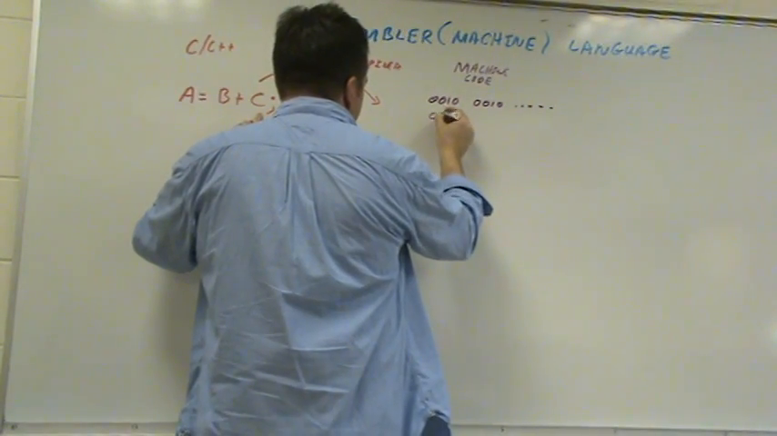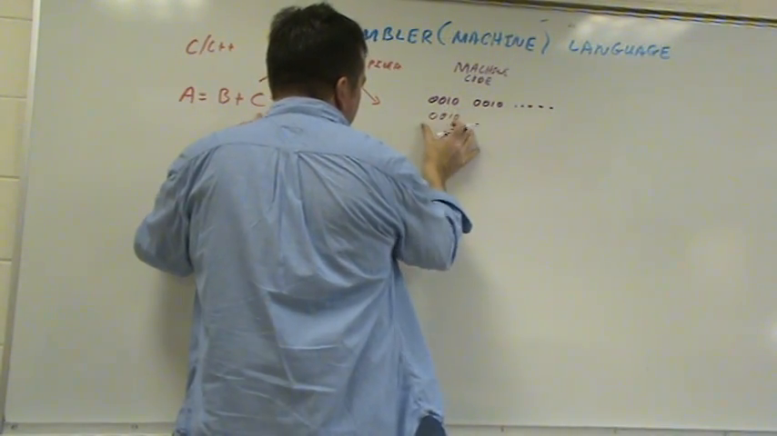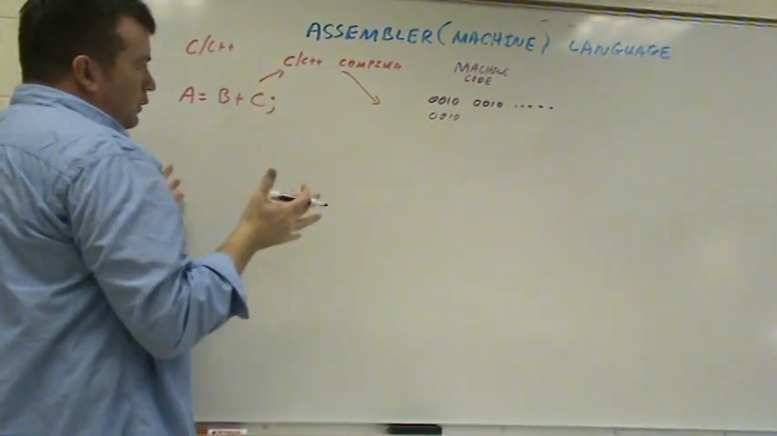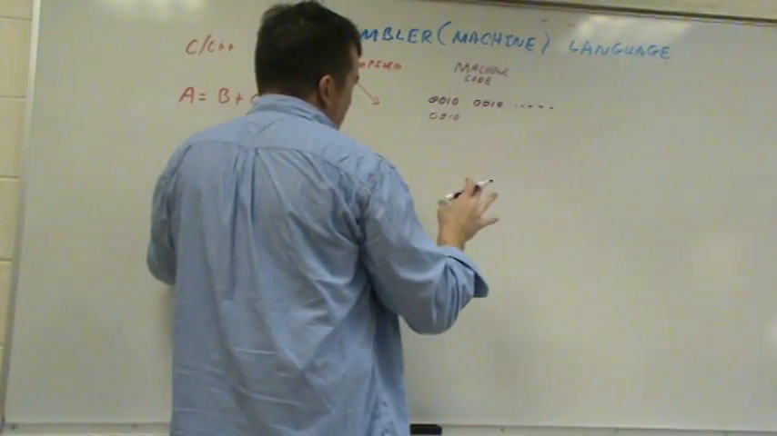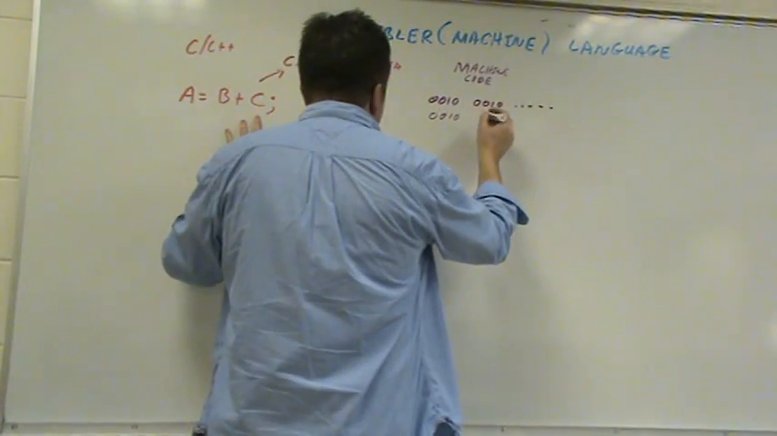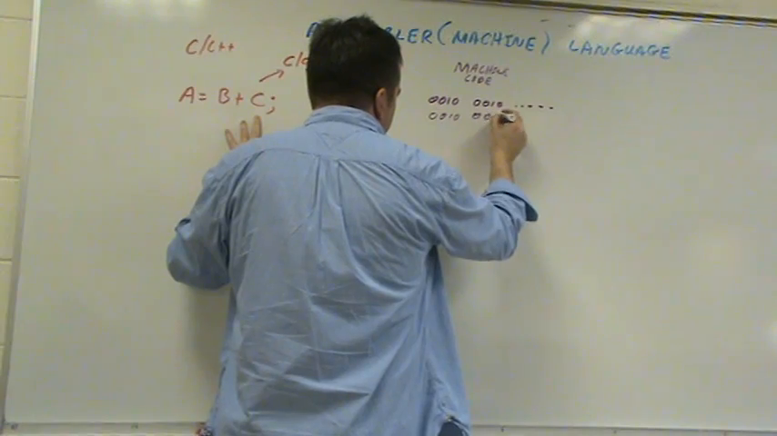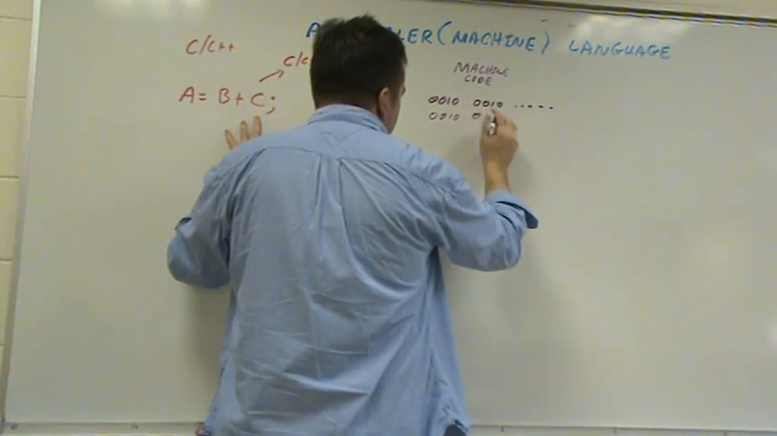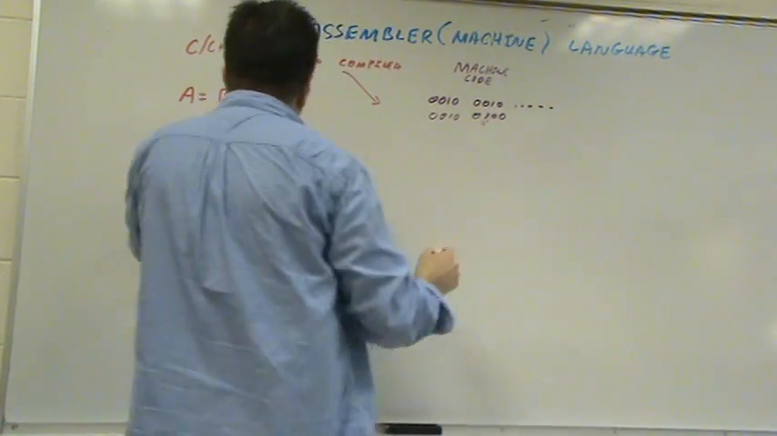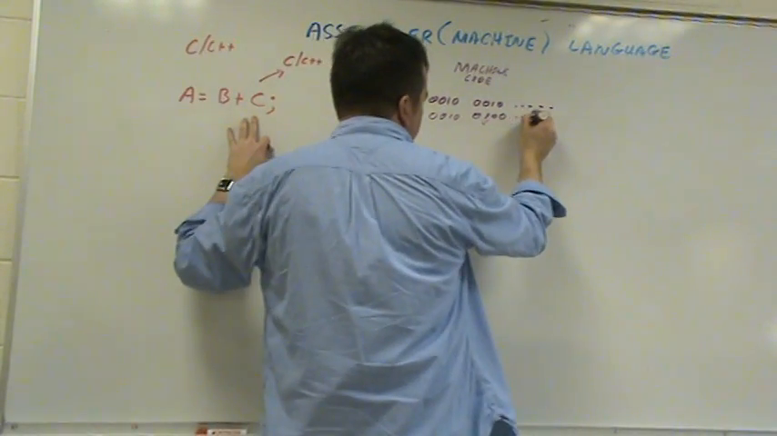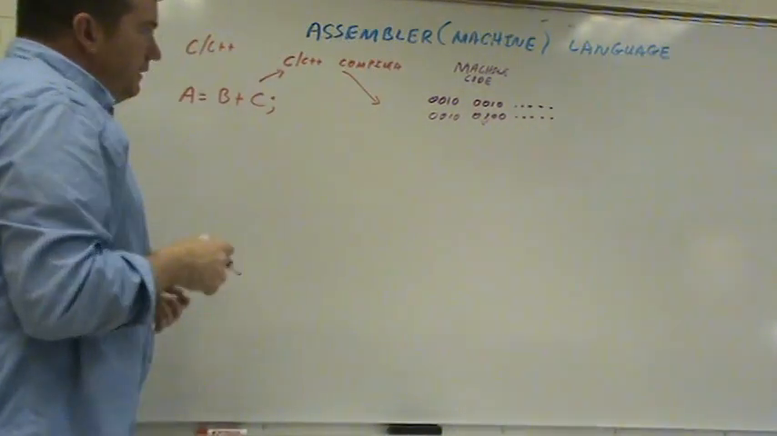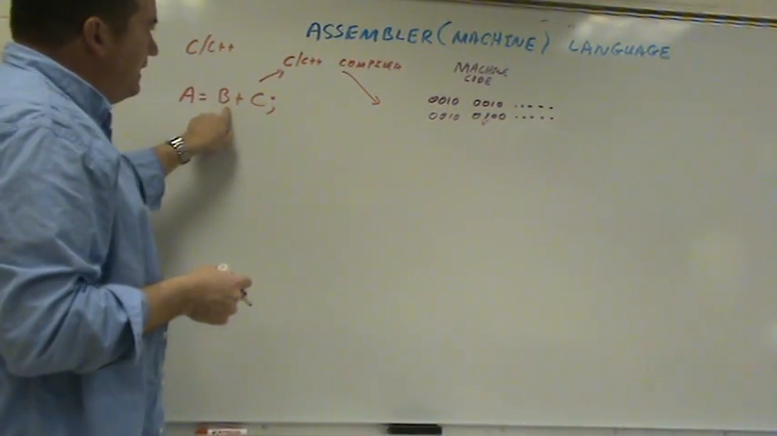So this might be another 0, 0, 1, 0. This would mean, if 2 was a load operation, we can make up anything we want for our architecture. And then we might say load into register 4 the contents of C, and then this would be the address of C. And then the next step would be to add B and C together.